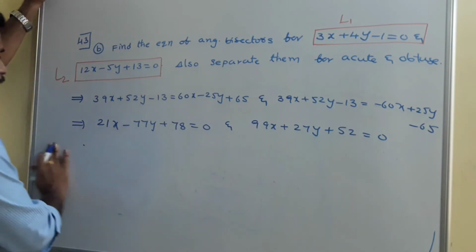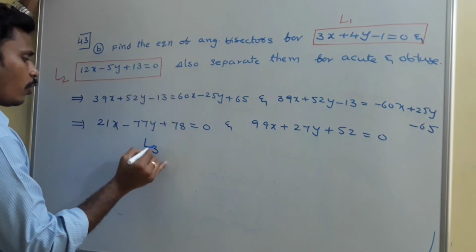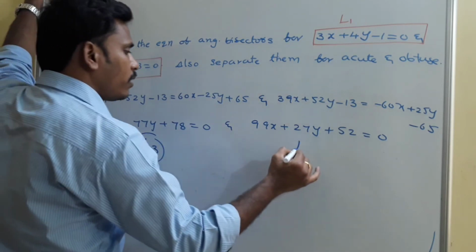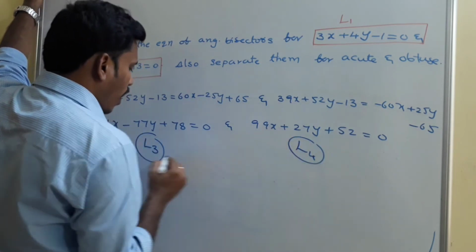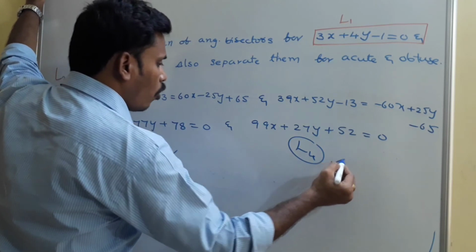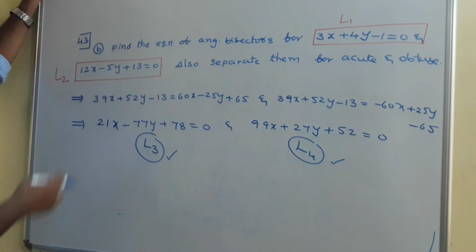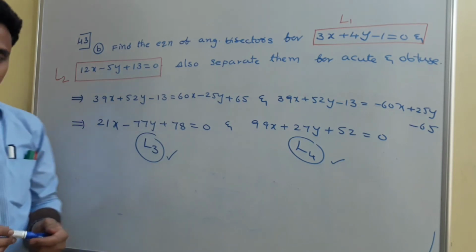Okay, or otherwise just leave it like that. You just say this line equation as L3 and this line equation as L4, and L3, L4 are the equations of angular bisectors for L1 and L2. Okay, at the end, just have a look.